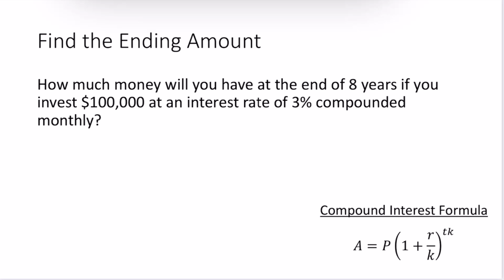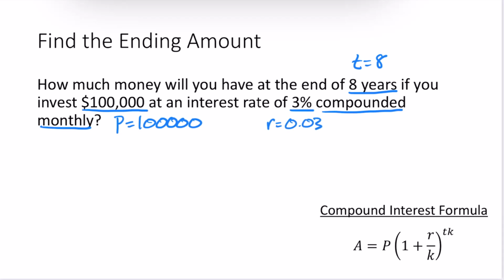Okay, so on this one, it says how much money will you have at the end of 8 years, so T equals 8, if you invest $100,000 at an interest rate of 3% compounded monthly. So because I'm investing $100,000, that means that my initial amount, or P, is going to equal $100,000. The interest rate is going to be 0.03 because that's 3% as a decimal. And compounded monthly means that K equals 12. And I'm looking for how much money will you have at the end, which is A.